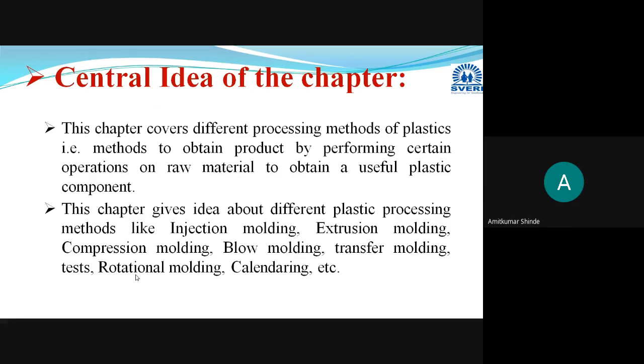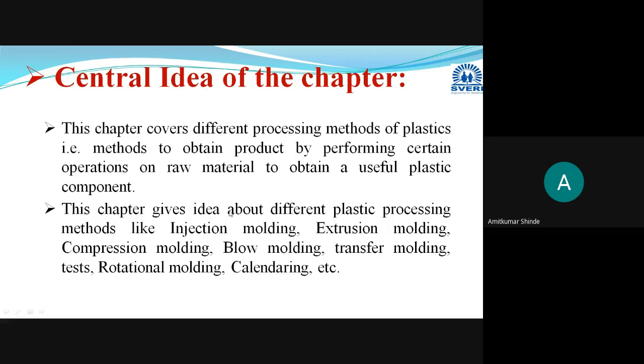Then the central idea of the chapter. The central idea of this chapter is nothing but what exactly we are going to discuss in this chapter. Already, I have told you that there are different methods to convert the available raw material to obtain useful plastic components, and depending on the properties or the type of the material, different methods can be used.